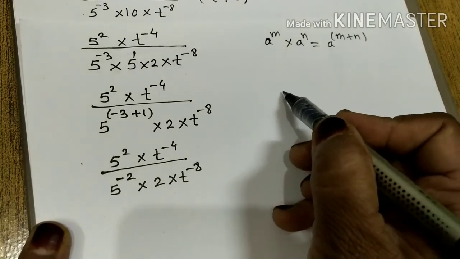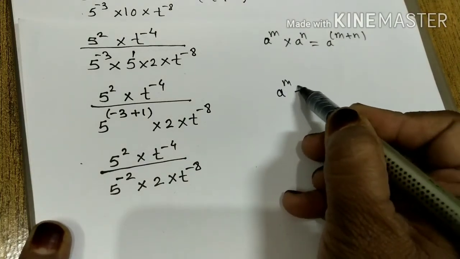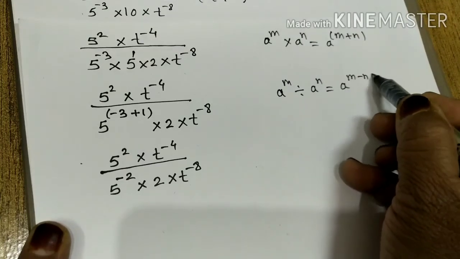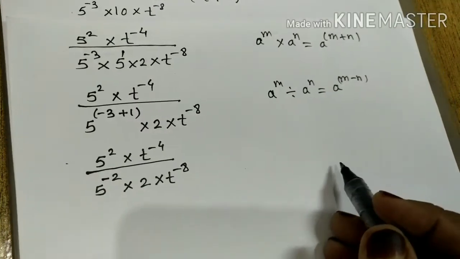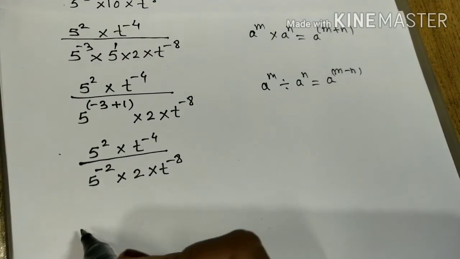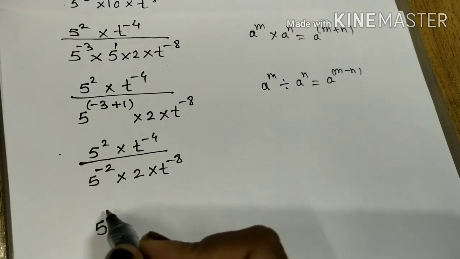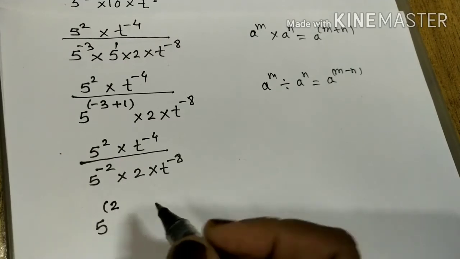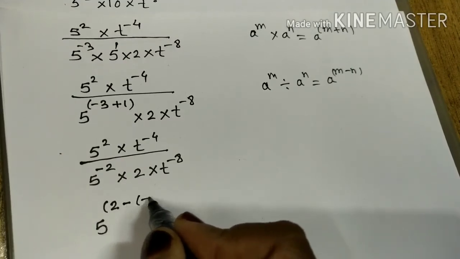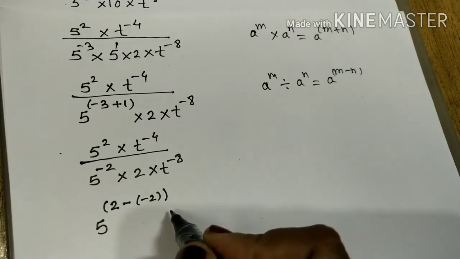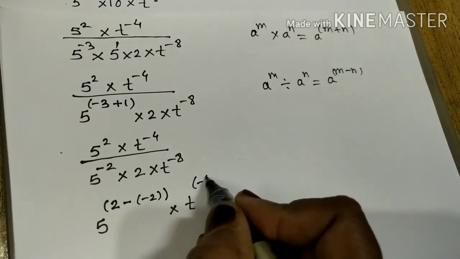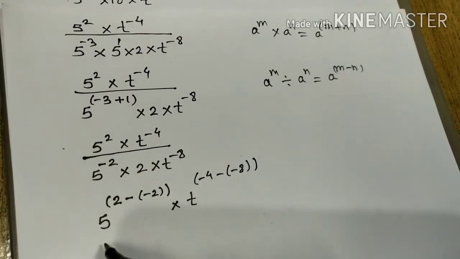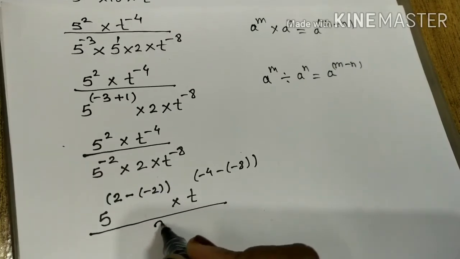Now next here we'll use a raised to m divided by a raised to n is equal to a raised to m minus n. If bases are equal, division means we have to subtract the power. Therefore, 5, this minus 2 goes there, it becomes plus 2. Or else you can write like this, 2 minus 2 into t minus 4 minus 8. Yes, like this also you can solve, divided by this 2 as it is.